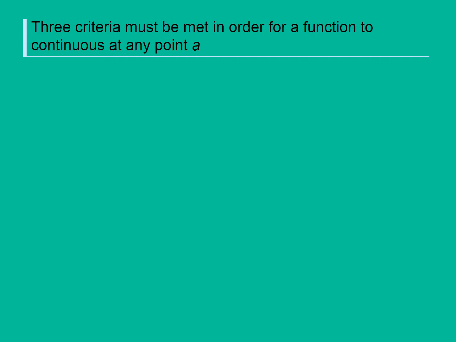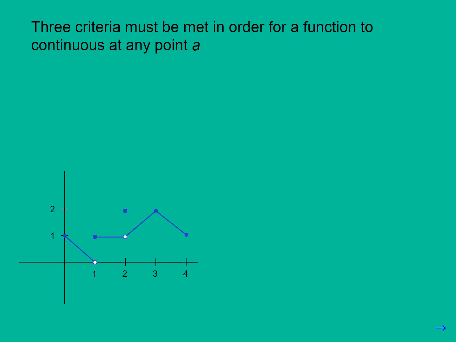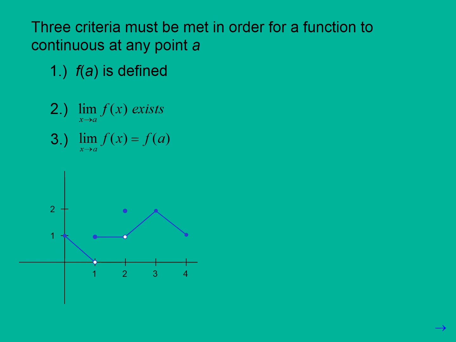There are three criteria that must be met in order for a function to be continuous at any point a. Here's the graph of a function, and let's look at the three criteria. First of all, f of a must be defined in order for this function to be continuous. Second, the limit of the function as x approaches a must exist. And then third, the limit of the function as x approaches a has to equal f of a. If all three of those criteria are met, then this function is continuous at that point a.